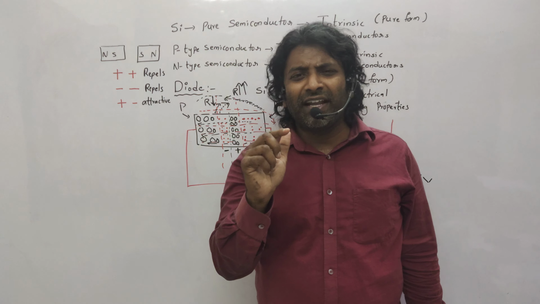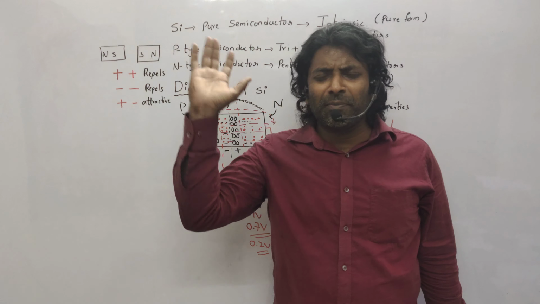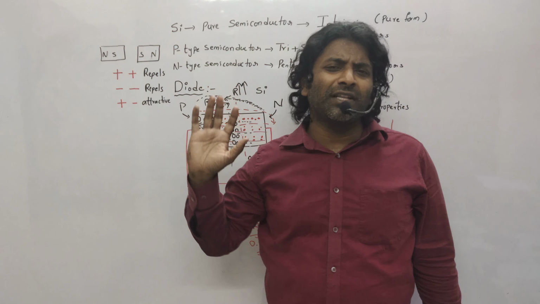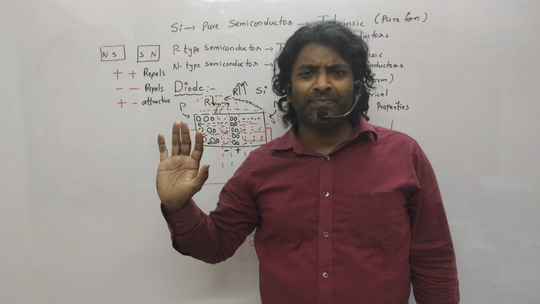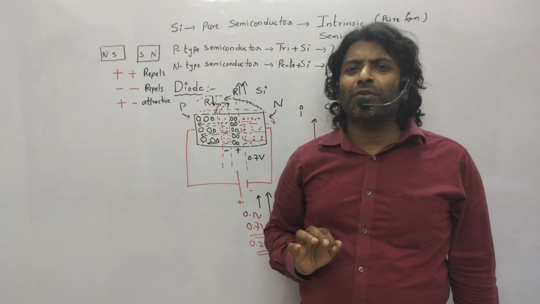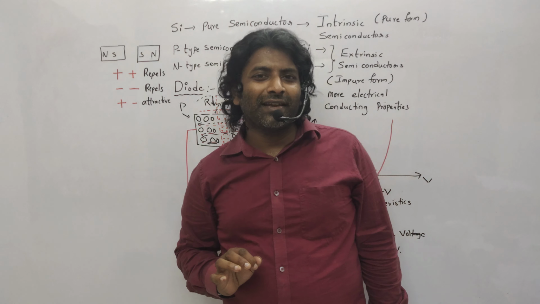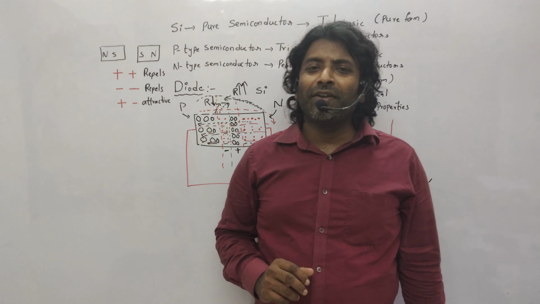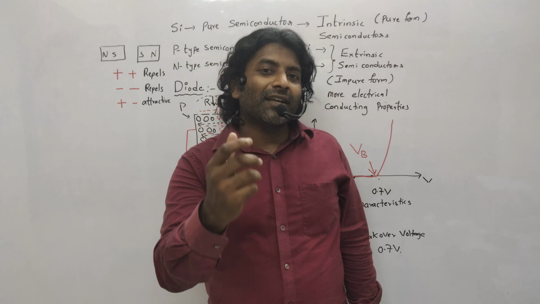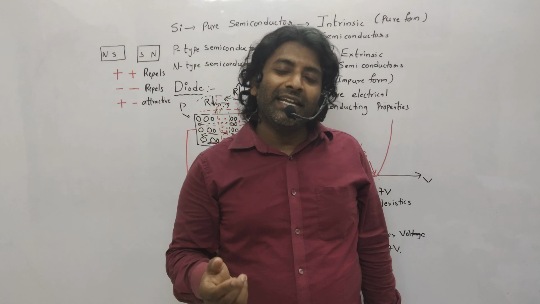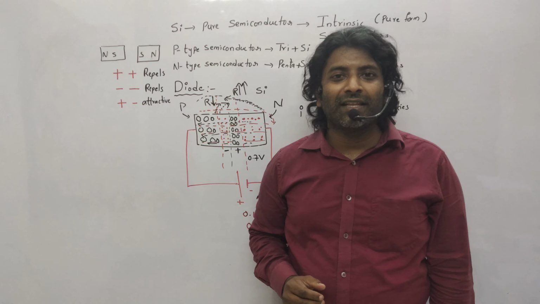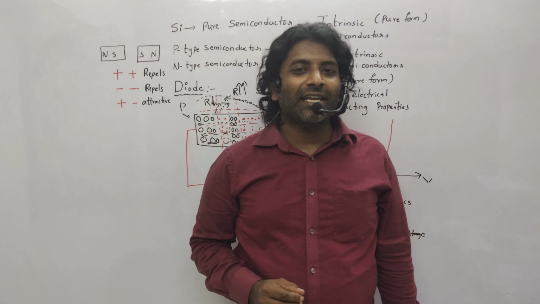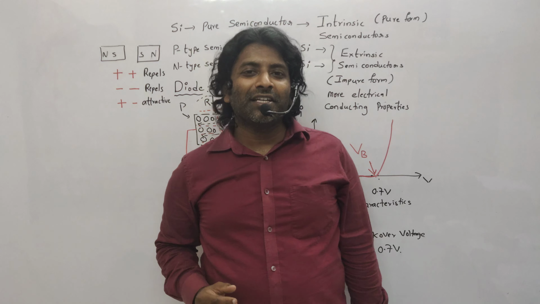Why that current? That current is not at all useful. That's why we consider it as zero. But a small current flows due to the minority charge carriers. How the minority charge current flows, we will understand very slowly. That is otherwise called forward leakage current. We'll understand in the next session.